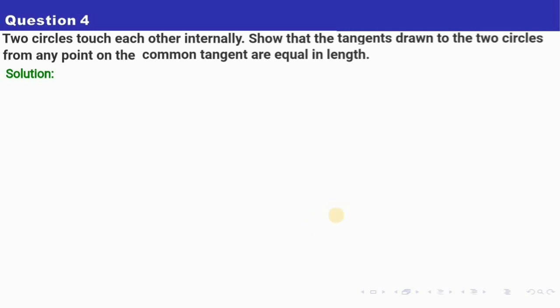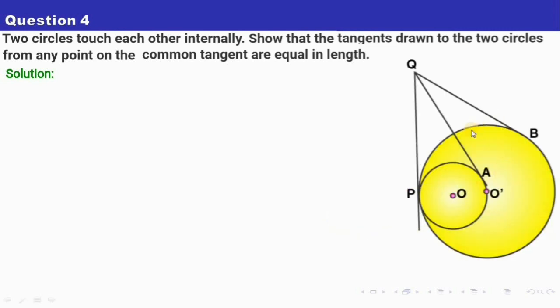The next question is similar to the earlier question, but the only difference is that the circles touch each other not externally, but internally. There are two circles, a bigger circle and a small circle, and they touch each other internally at point P. Again we need to show that the tangents drawn to the two circles from any point on the common tangent are equal in length.